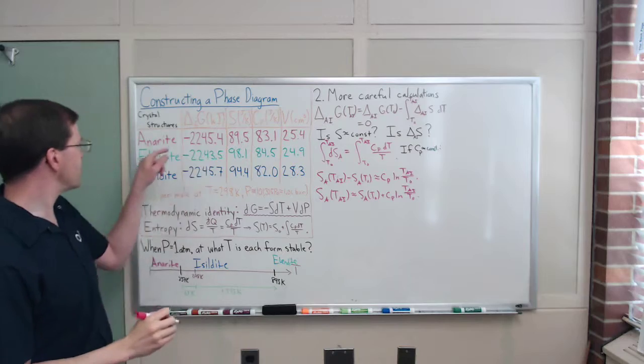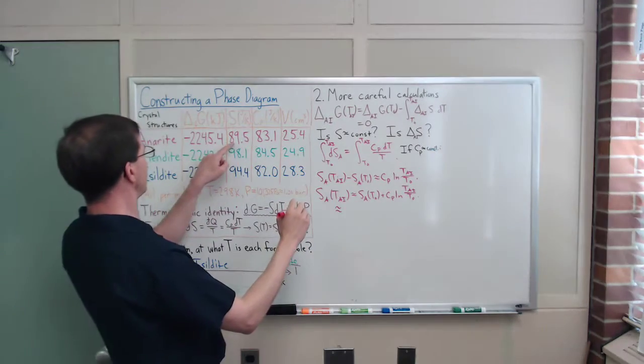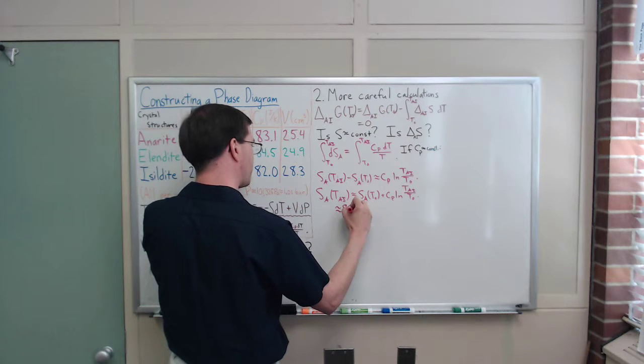Let's see what that is for our values here for anorite. This is approximately equal to, S anorite was 89.5 joules per Kelvin per mole.